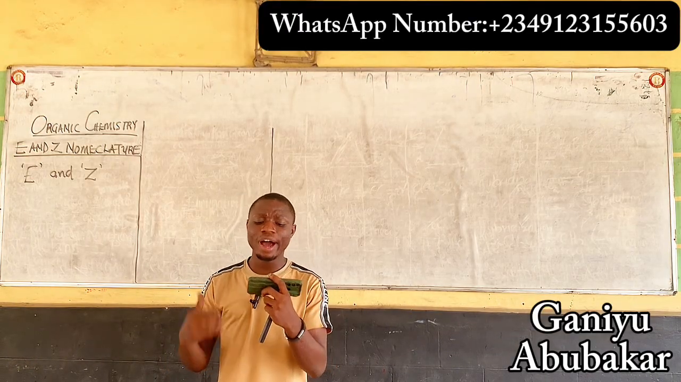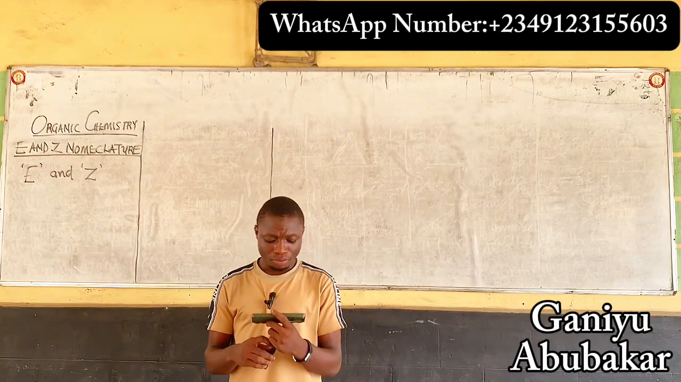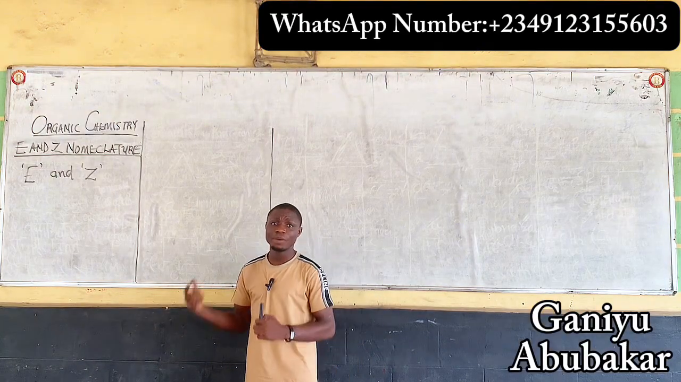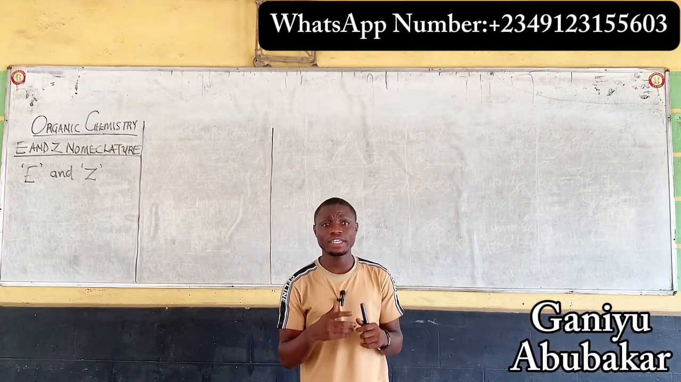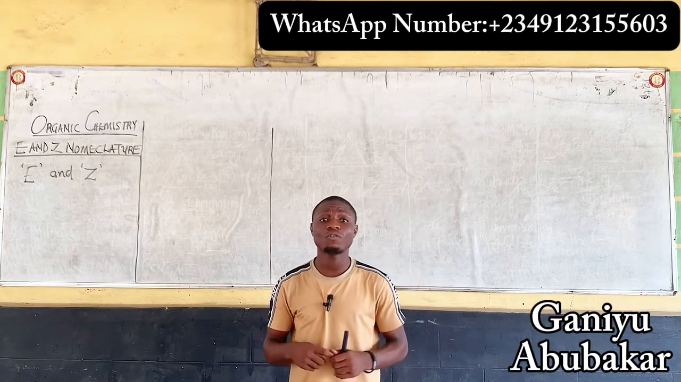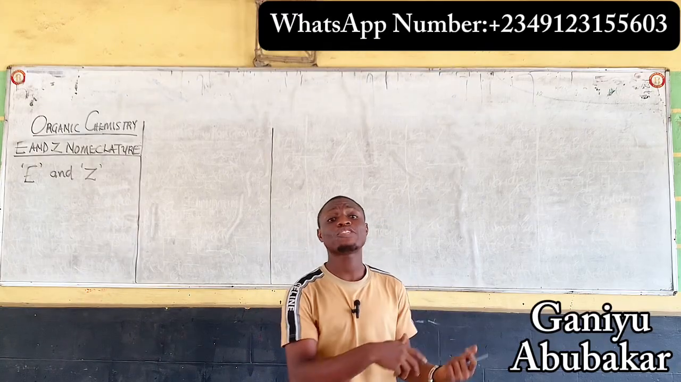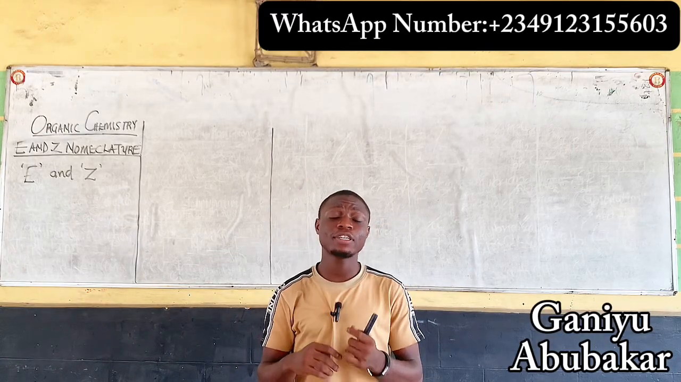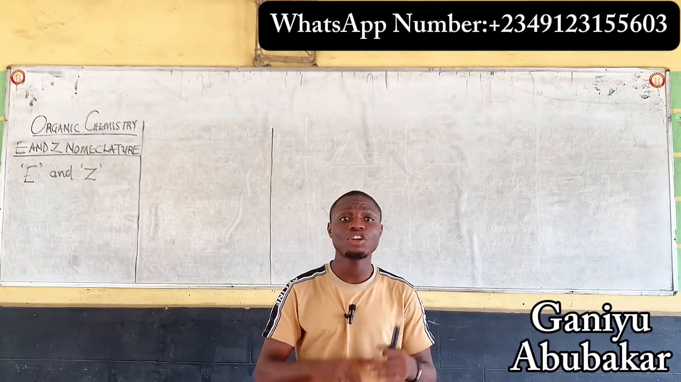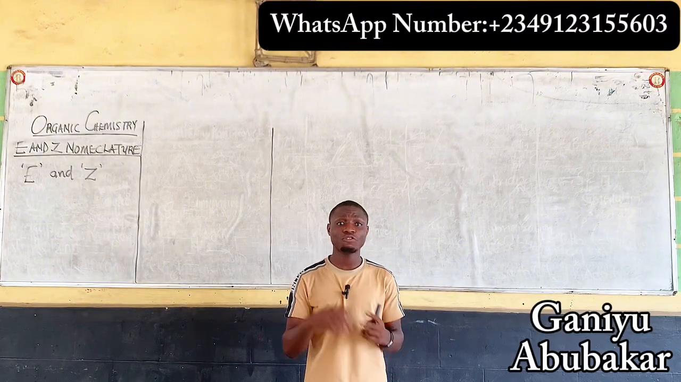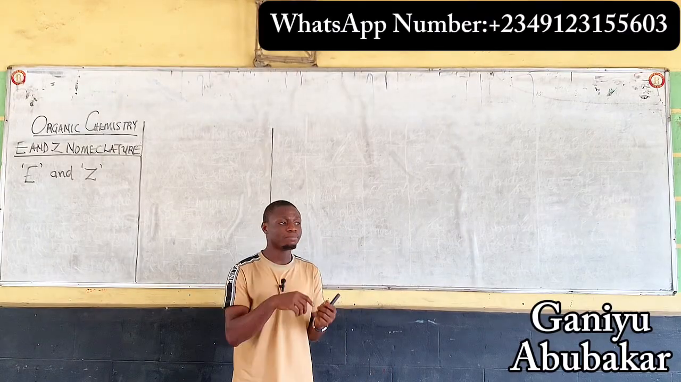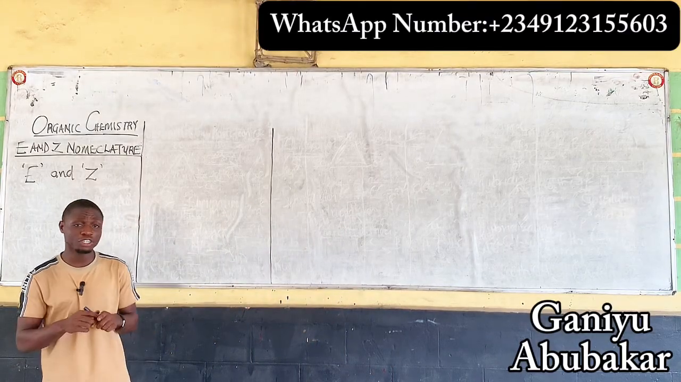bear two identical groups. To explain the concept behind E and Z nomenclature, you need an understanding of the cis and the trans system that we dealt with in the concept of isomers. When we look at isomers, we said there are three types: functional isomers, chain isomers, and geometric isomers. Under geometric, there are two types: the cis and the trans. For a better understanding, let me do a quick revision on that.